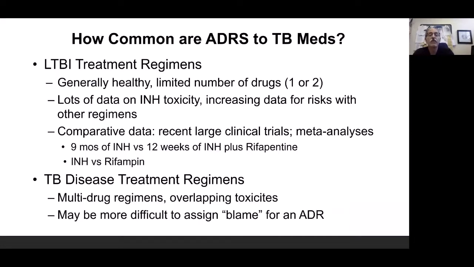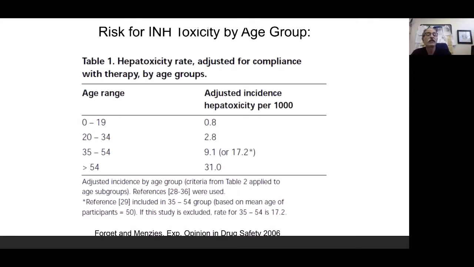isoniazid and rifapentine. We have lots and lots of data over the years on INH toxicity and increasing data on toxicity from the other regimens and recent comparative data from large clinical trials that sort of validate what we've always thought. On the other hand, when we're treating TB disease, we're using a regimen of multiple drugs. The toxicities of these drugs overlap, and it is often much more difficult to assign the blame for an adverse drug reaction.